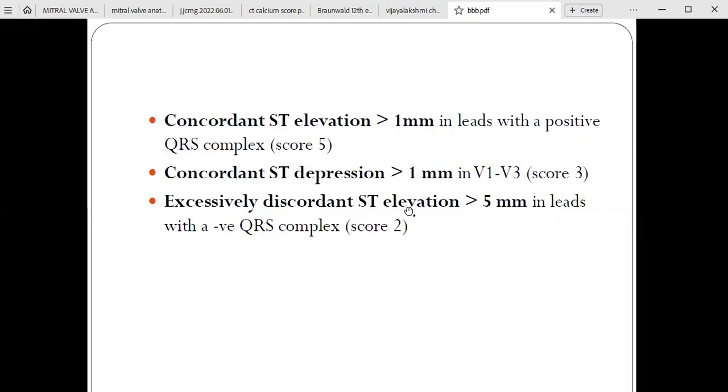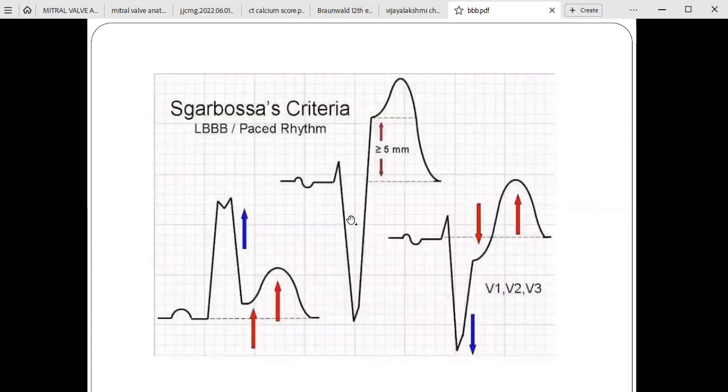What is excessively discordant ST elevation? Normally, as you have said, ST elevation will be discordant. So if the QRS is negative, there will be ST elevation. If the QRS is positive, there will be ST depression. Excessively discordant ST elevation means that if the ST elevation, measured from the J point to baseline, is more than 5 millimeters, it is also called a positive Garbosa criteria.